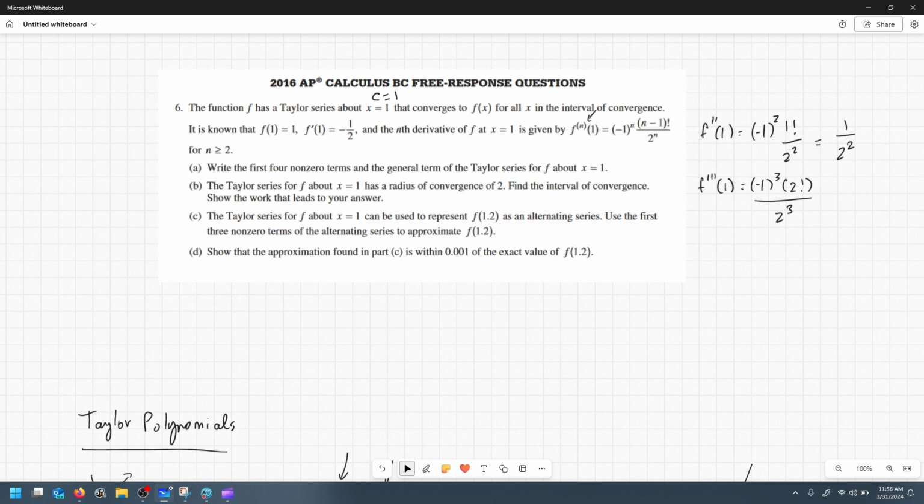But I know in part A, they just want the first 4 terms. And so the 4th term is actually going to be the 3rd degree. So I'm going to stop right there. And let's go start filling this in. So in part A, let me erase this to give us a little more space.